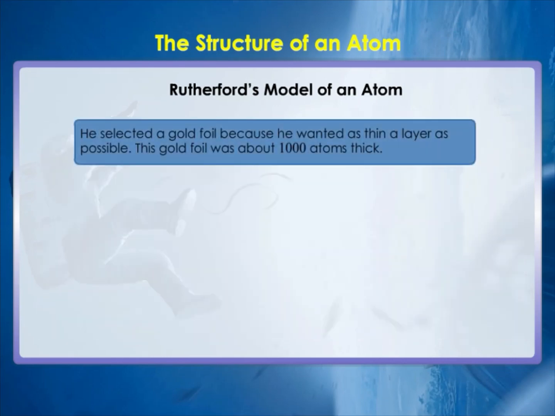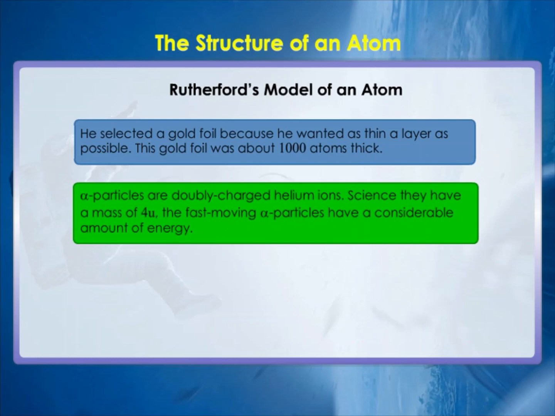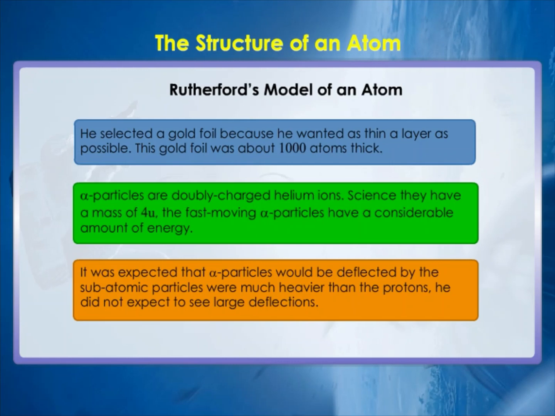He selected a gold foil because he wanted as thin a layer as possible. This gold foil was about 1000 atoms thick. Alpha particles are doubly charged helium ions. Since they have a mass of 4 u, the fast-moving alpha particles have a considerable amount of energy. It was expected that alpha particles would be deflected by the subatomic particles in the gold atoms. Since the alpha particles were much heavier than the protons, he did not expect to see large deflections.